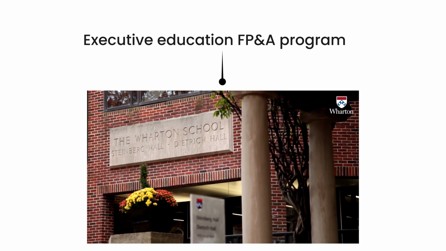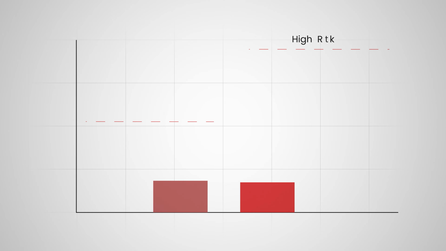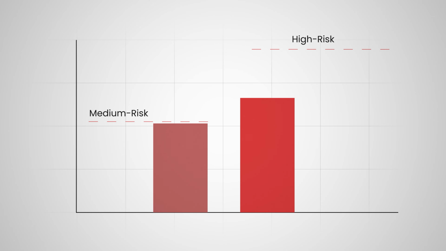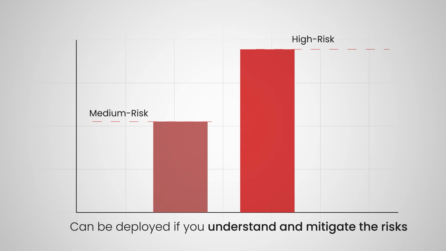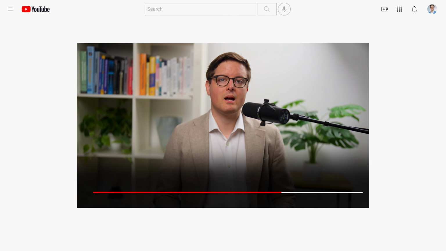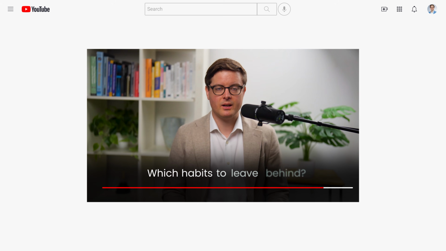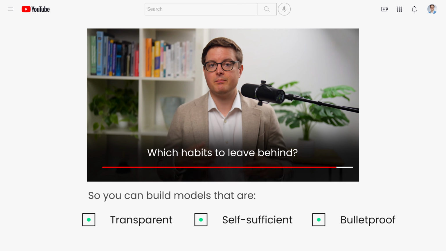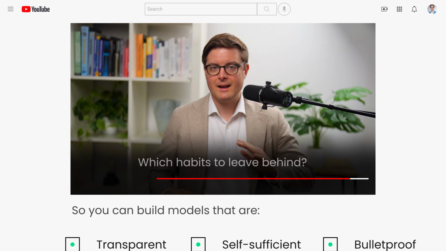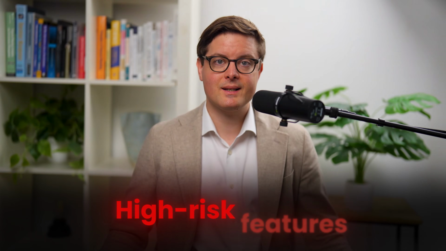Throughout this video, we're differentiating between high-risk and medium-risk items that can be deployed if you understand and mitigate the risks. By the end of this video, you will know exactly which habits to leave behind so you can build transparent, self-sufficient, and bulletproof models. Let's dive right into the high-risk features.